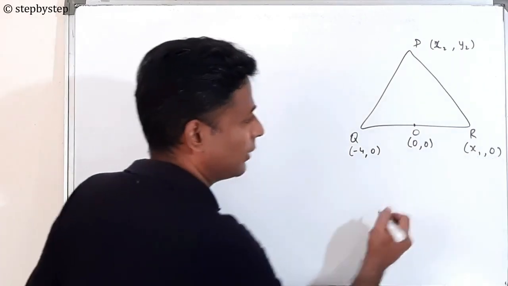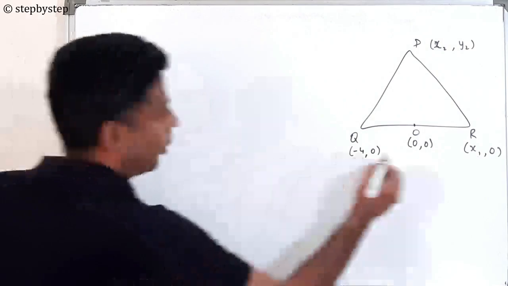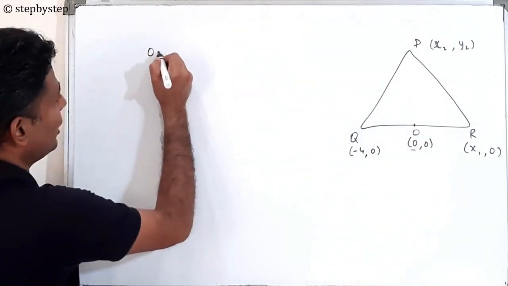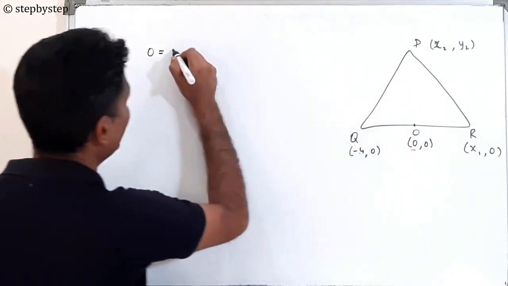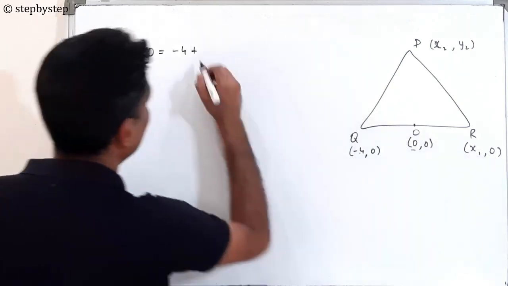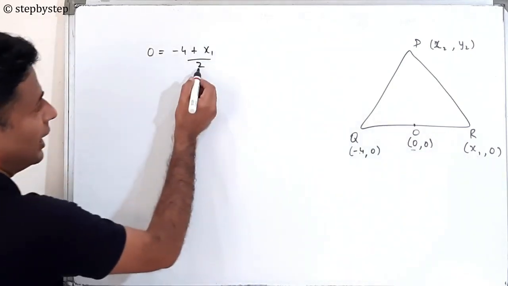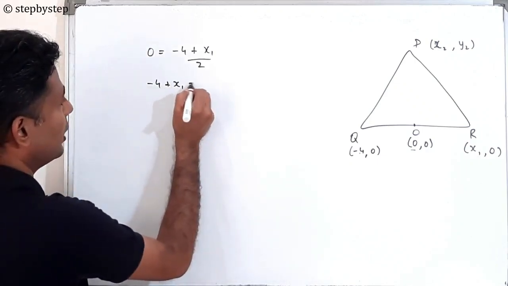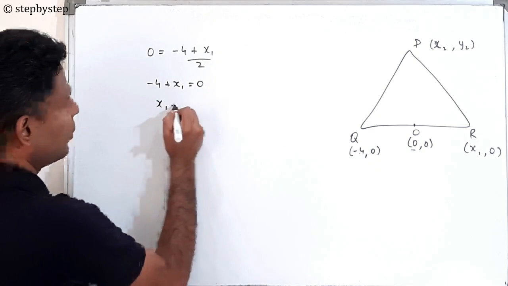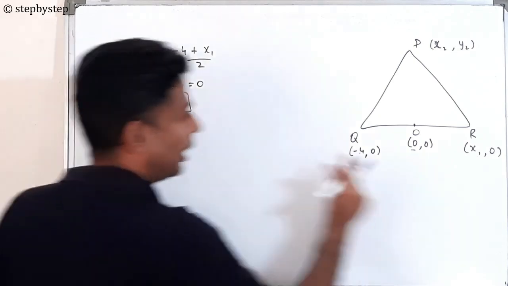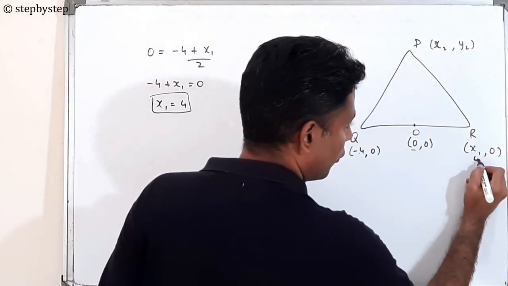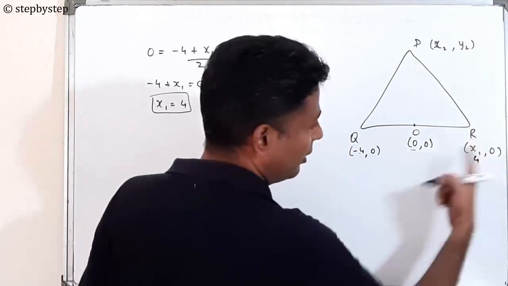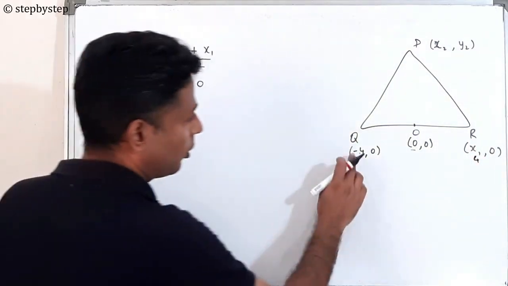So how do I find x1? Since this is the midpoint, what is the x-coordinate of the midpoint? 0 equals (minus 4 plus x1) by 2. When I transpose 2 to the other side, 0 times 2 is 0. So minus 4 plus x1 equals 0, so x1 equals 4. So now we know the coordinates of R, which is 4 comma 0, and we know the coordinates of Q, which is minus 4 comma 0.